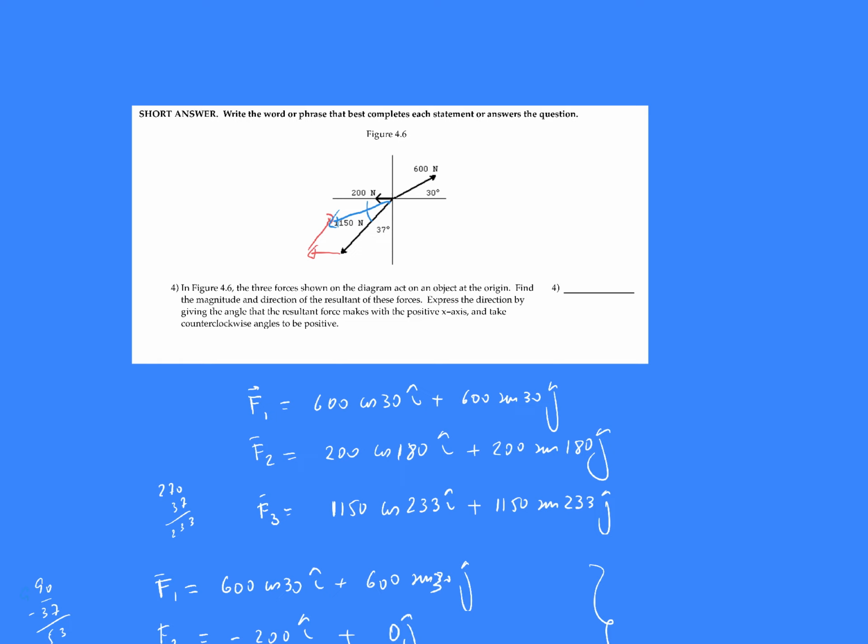This one is 600, this one is 200, this one is 1150. Make the sum of F1, F2, and F3. How do I make the sum of three vectors? I start with F3. I put F2 here. You see F2? This is F2. I put F1 here, and the sum is this plus this plus this, or the sum is the blue one. So what the problem is asking is a problem about vectors. Make the sum.